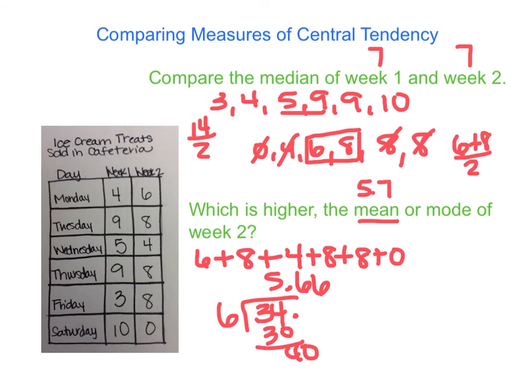Then if I look at the mode of week 2, I look at the number which appears most often, which we had, again, previously looked at, which was 8. So you would say, which is higher, which is the mode.